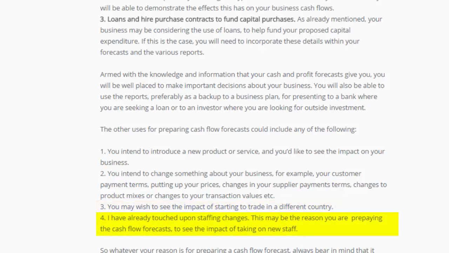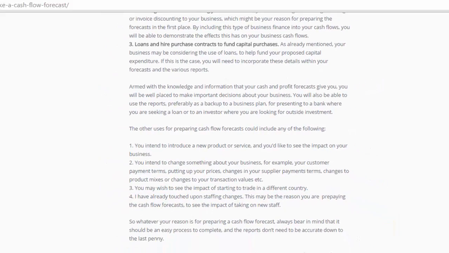Staffing changes can have an impact on your cash flow. Sometimes you may need to staff up prior to actually launching something or going down another route, and you need to make sure that you've got enough cash to cover the initial outlay of staffing up before you start to reap the rewards of increasing your business.